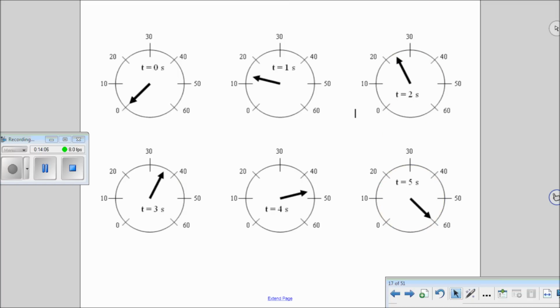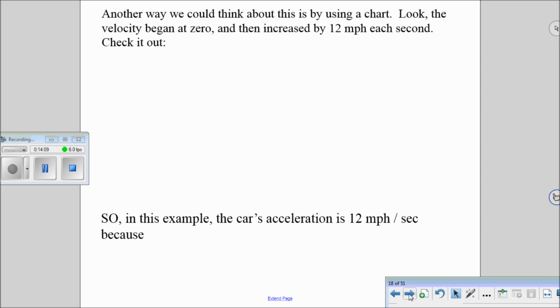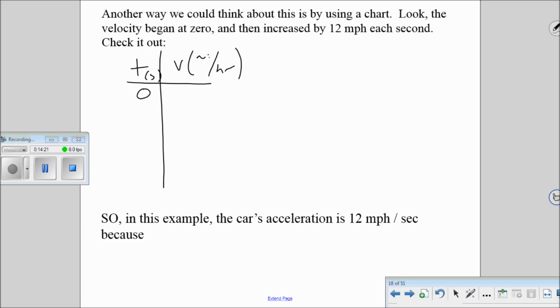Obviously drawing out these speedometers is not going to be the most practical way of doing it. So what we'll usually do is make a chart. Two columns: time measured in seconds, velocity measured in miles per hour. Time 0 is when the problem begins. Imagine standing there with a stopwatch, timing how long it takes for the car to get to 60 miles an hour. You start when the stopwatch says 0. Then we look at what the velocity does each second. The velocity began at 0, and every second it goes up by 12.